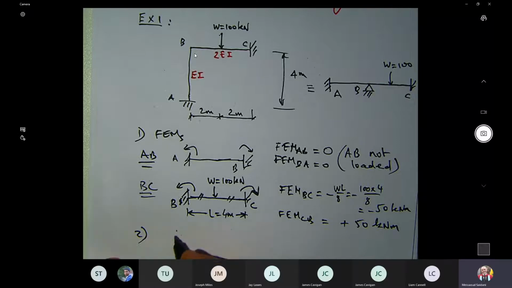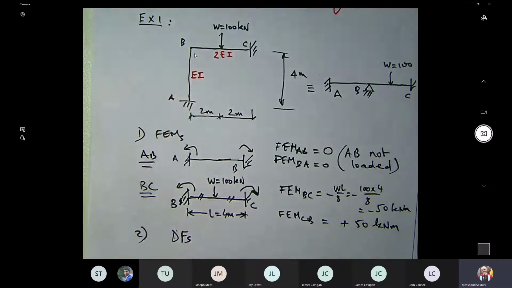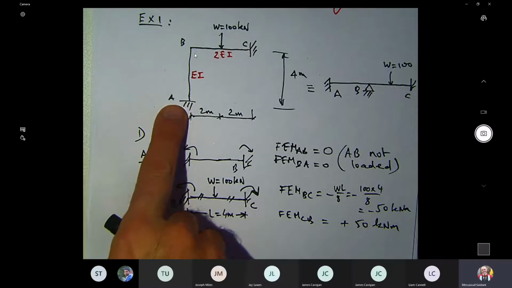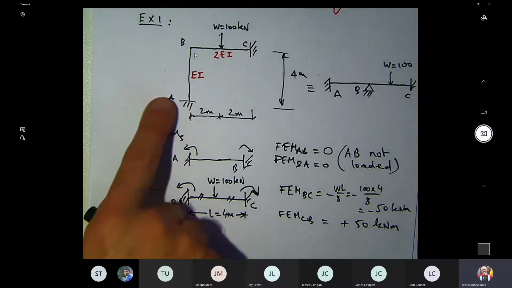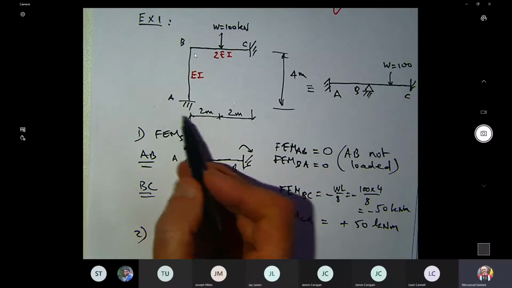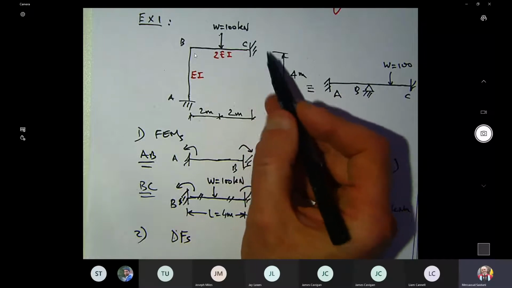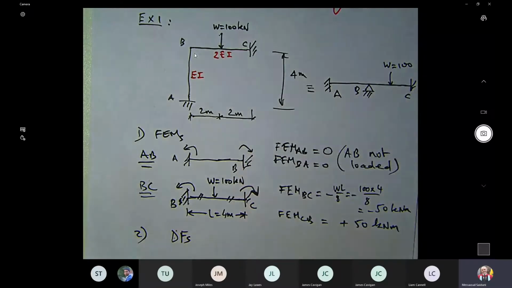Second step, we determine now what's the next step? Distribution factors. So now the DFs, now the distribution factors. We have 3 joints, joint A, joint B, joint C. So we do it for each of the joints. Joint A, there is only one member connected to A, and obviously there is a solid foundation here, so it's very rigid. And at C, imagine you have got a wall here, which is infinitely rigid, okay?